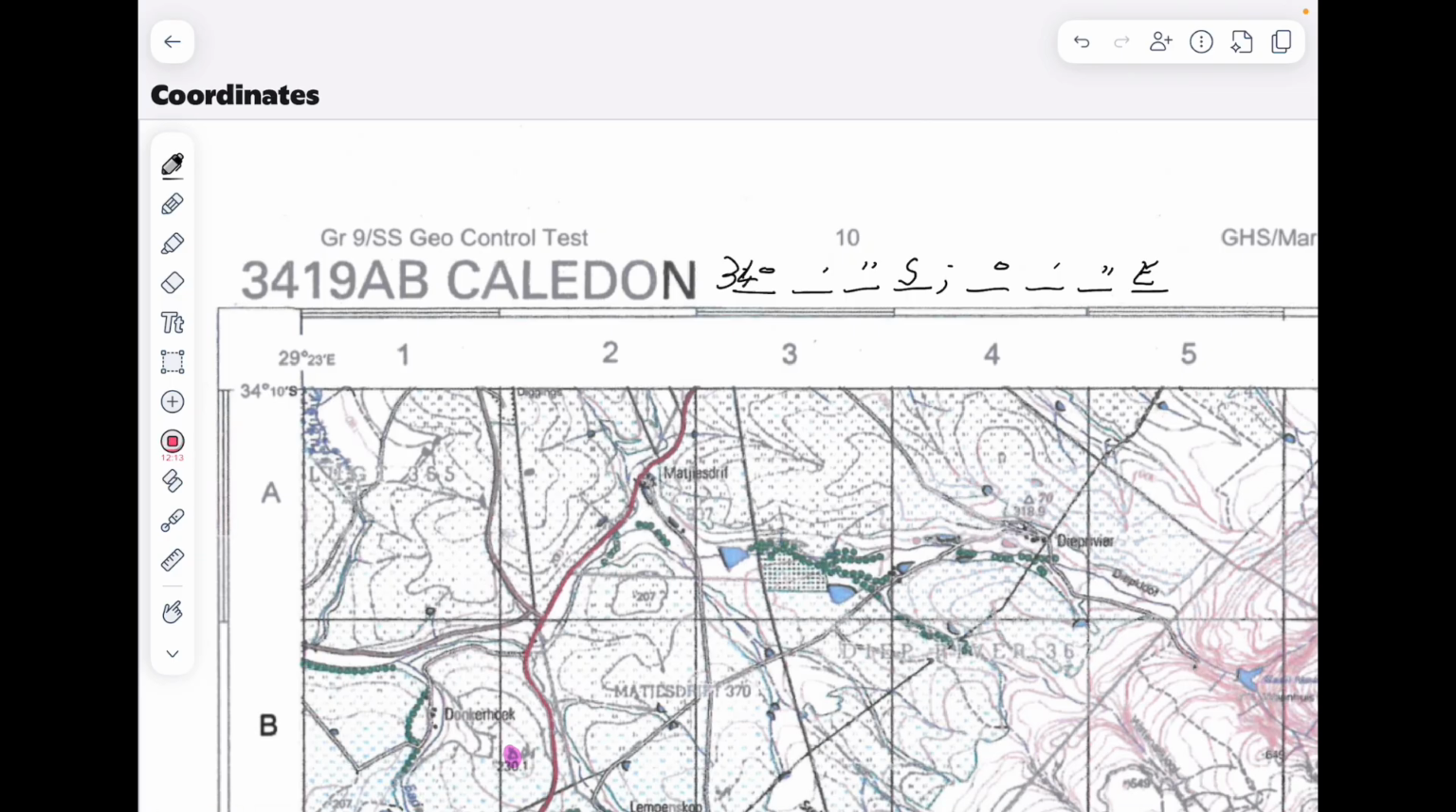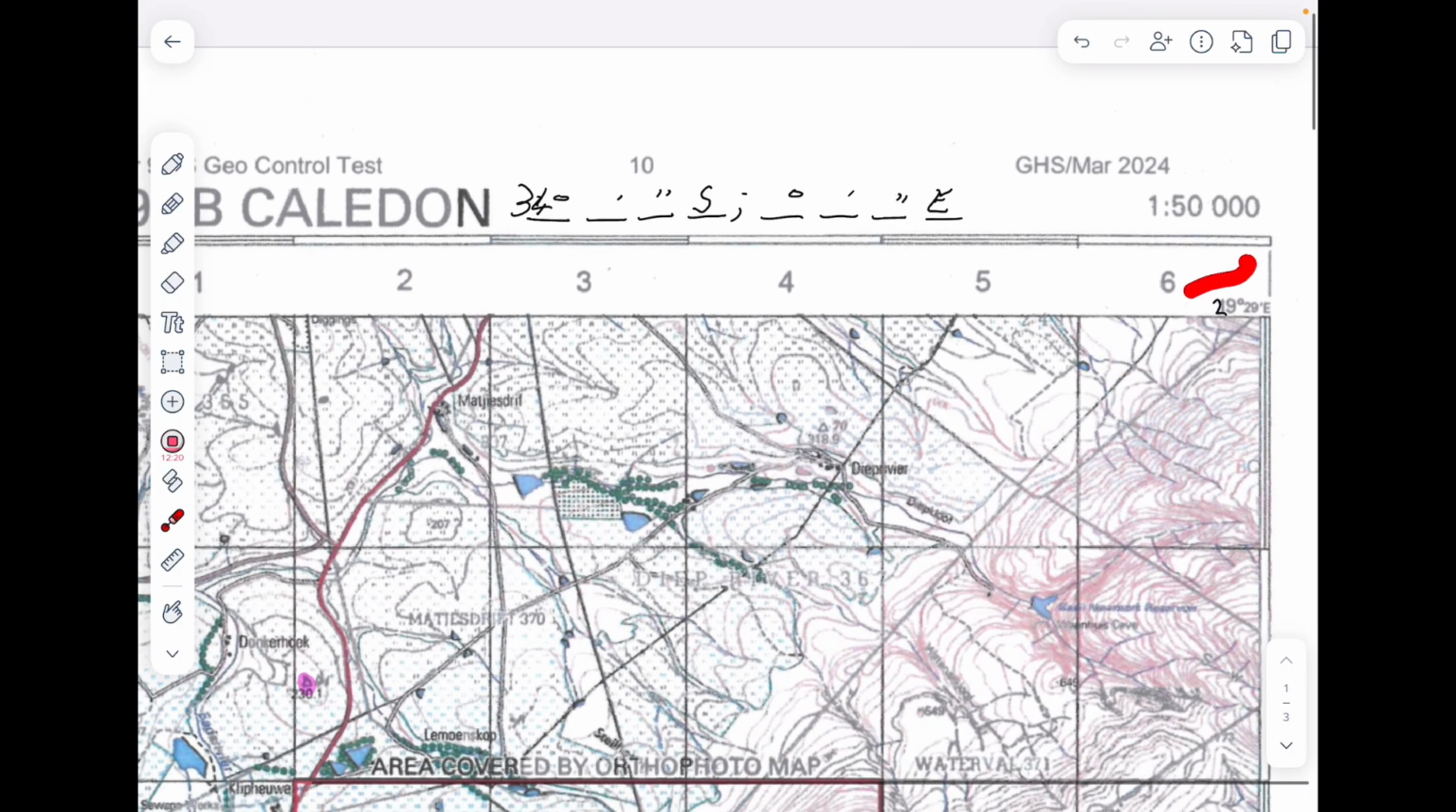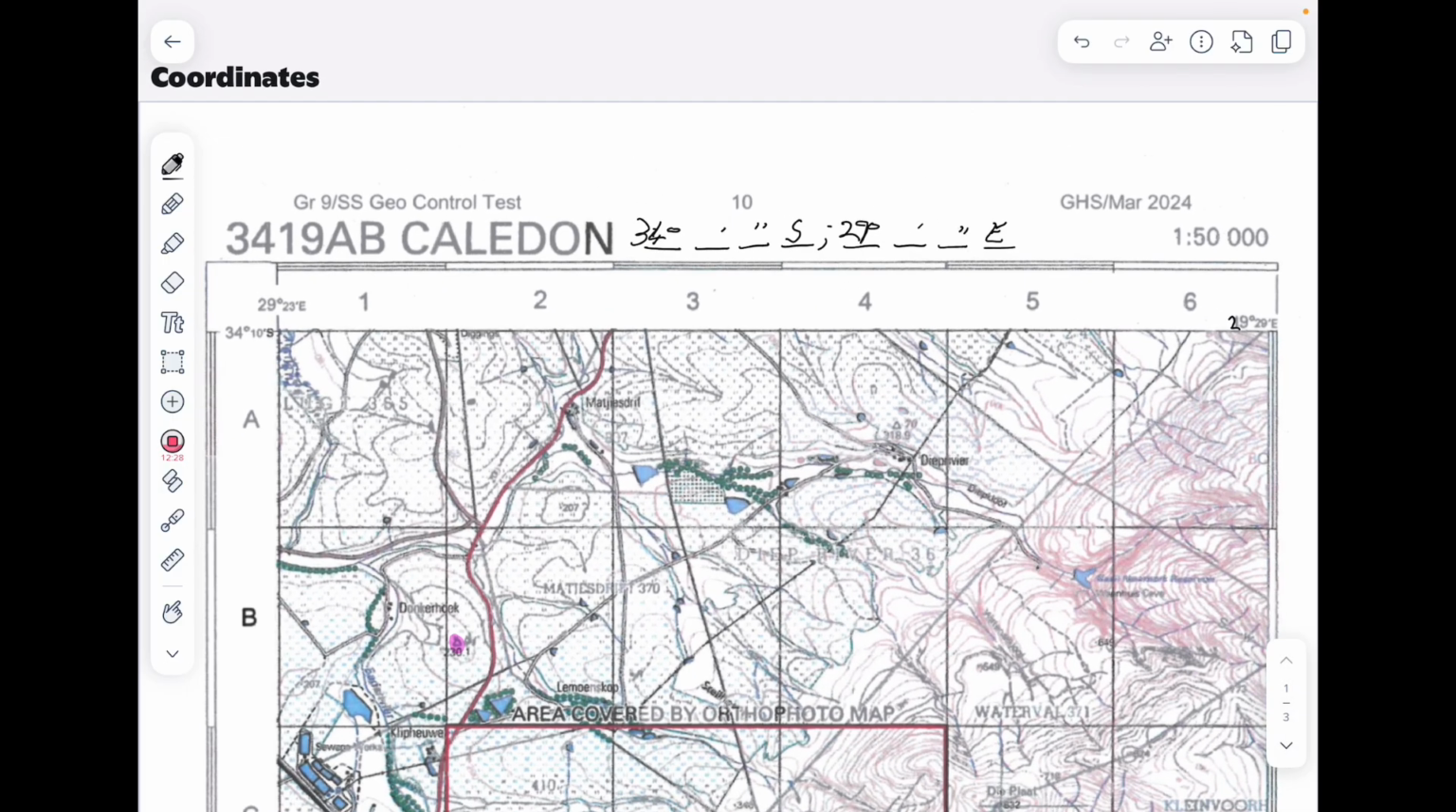And then for our longitude, it's the same thing. We're working with 29 degrees east and 29 degrees east. So everywhere on this map is 29 degrees east. And that's why we have minutes and seconds.